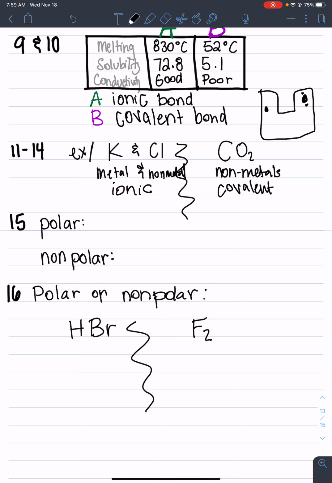So that's how you do questions 11 through 14. You find where they are on your periodic table, you see if they're metals or non-metals, and then you say if it's ionic or if it's covalent.